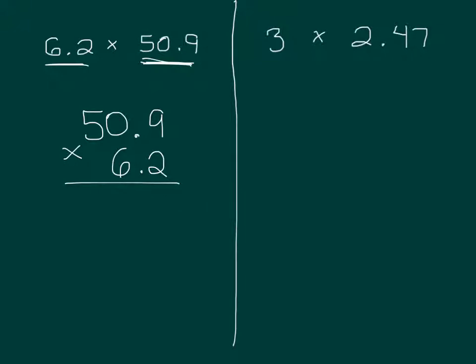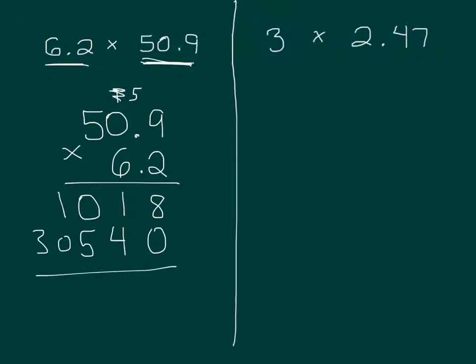So 2 times 9 is 18, 2 times 0 is 0, plus 1 is 1, and 2 times 5 is 10. I'm going to add 0, my hero, and cross off the 1 here. 6 times 9 is 54, 6 times 0 is 0, plus 5 is 5, and 6 times 5 is 30. Now I need to add them up.